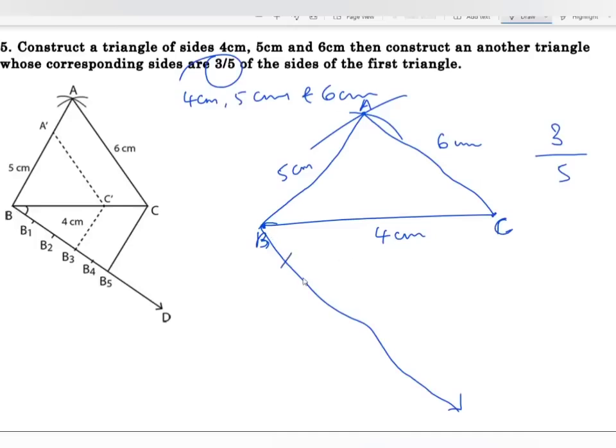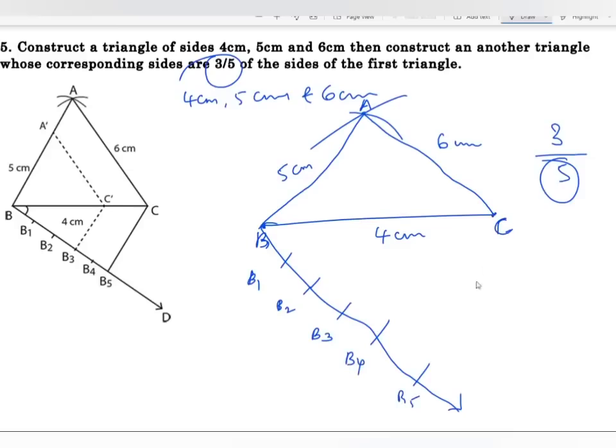Now from point B, cut 5 arcs. How many arcs? 5 arcs. Why 5 arcs? Because in the ratio, the highest number is 5. Therefore I have cut 5 arcs. That is B1, B2, B3, B4 and B5.